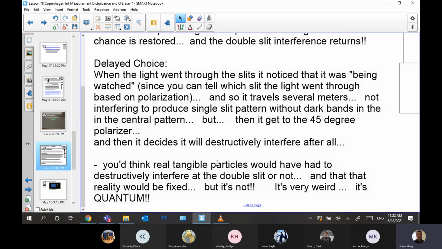You'd think real tangible particles like photons would have destructively interfered or not destructively interfered at the double slit, right? But that reality would be fixed and irreversible. But it's not. It's very weird. It's quantum.